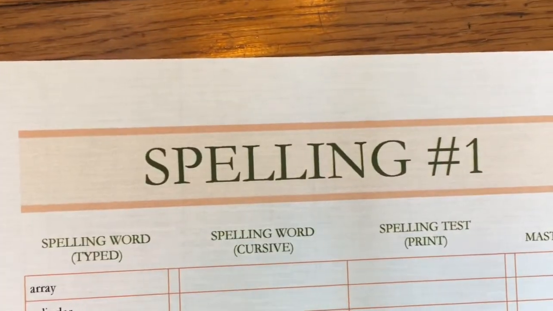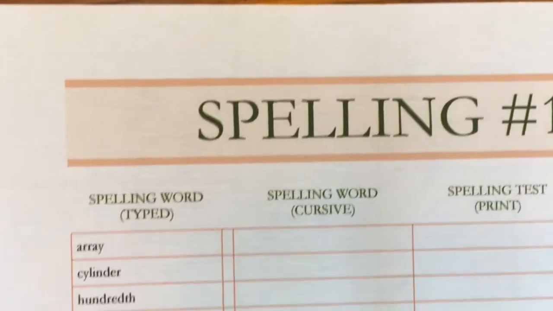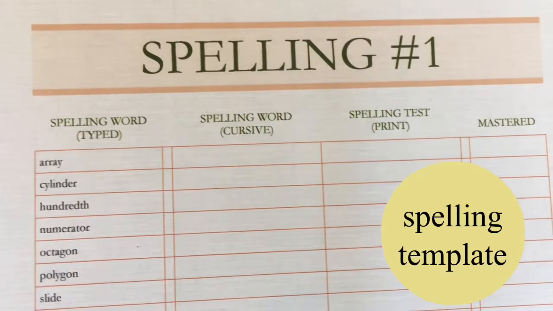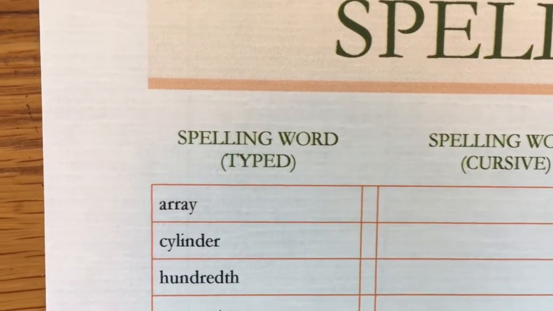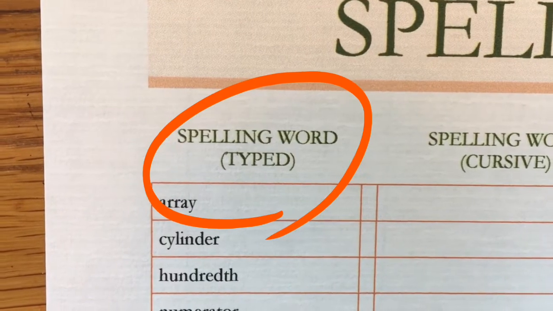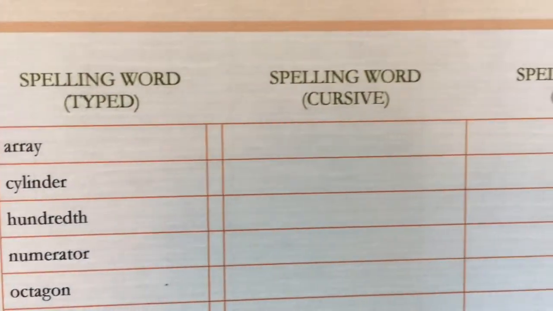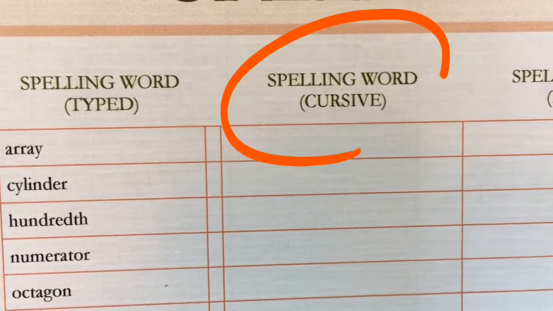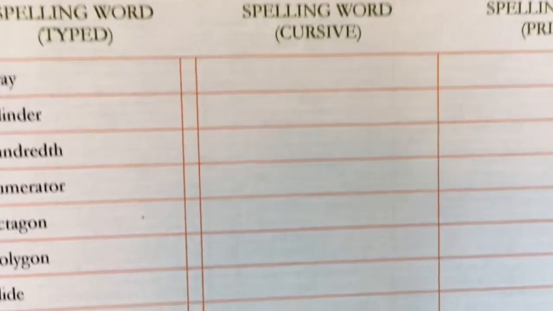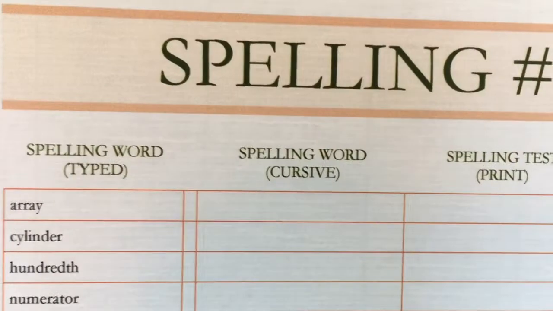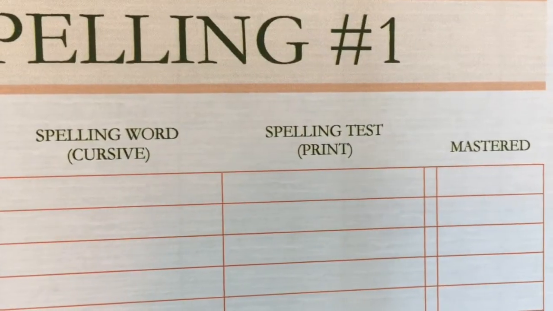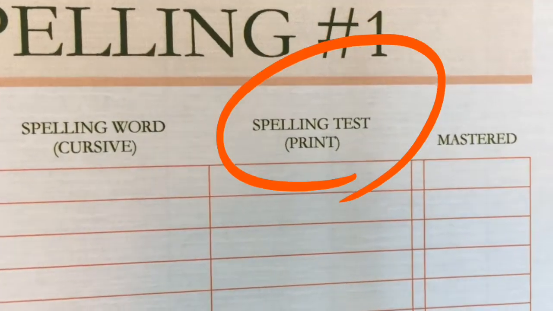And so then here's the spelling, and I typed this out. I'll use this format and adapt it during the year, but basically I decided to start with typing the word out to reinforce his typing skills. Then here he'll practice his cursive, and Jimmy will write all these words out in cursive in this column. And then for the spelling test, I'll allow him to print it out in this column.